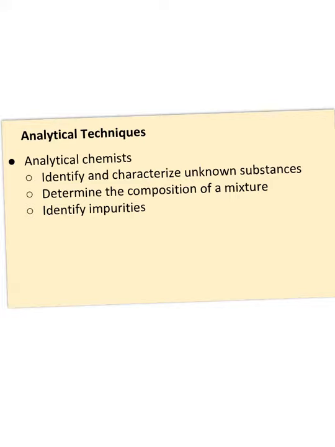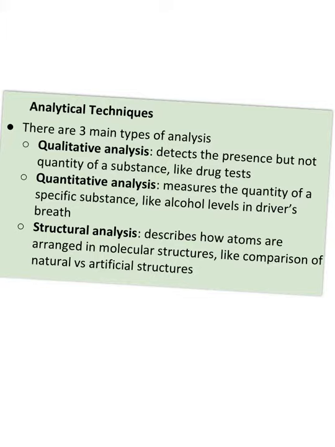So analytical chemists identify and characterize unknown substances, determine the composition of a mixture, and attempt to identify any impurities. The three main types of analysis are qualitative, which detects the presence but not quantity of a substance, like a drug test that simply tells if different chemicals are present. Quantitative analysis, which measures the quantity of a specific substance, like the blood alcohol level, particularly in a driver's breath.